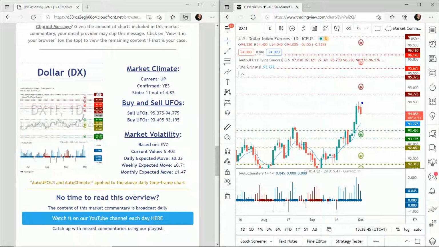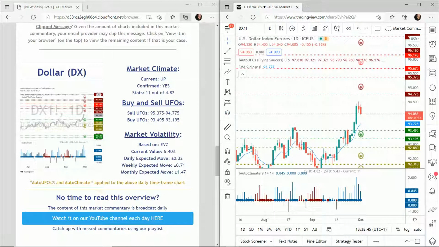Now we have sell orders above us here at 95.375 to 94.775. And we've got buy orders here at 93.495 to 93.195. Unlikely to hit either stack of them today. So overall, it's the climate that's currently still pushing the US dollar upwards.